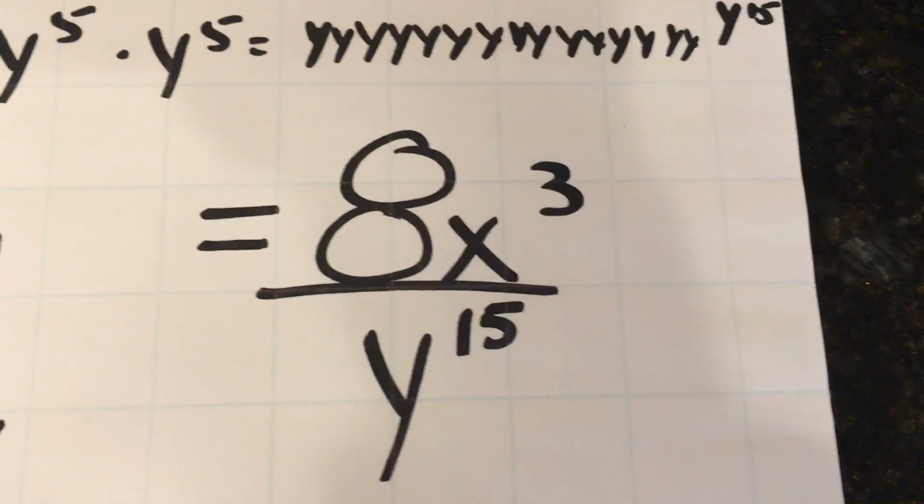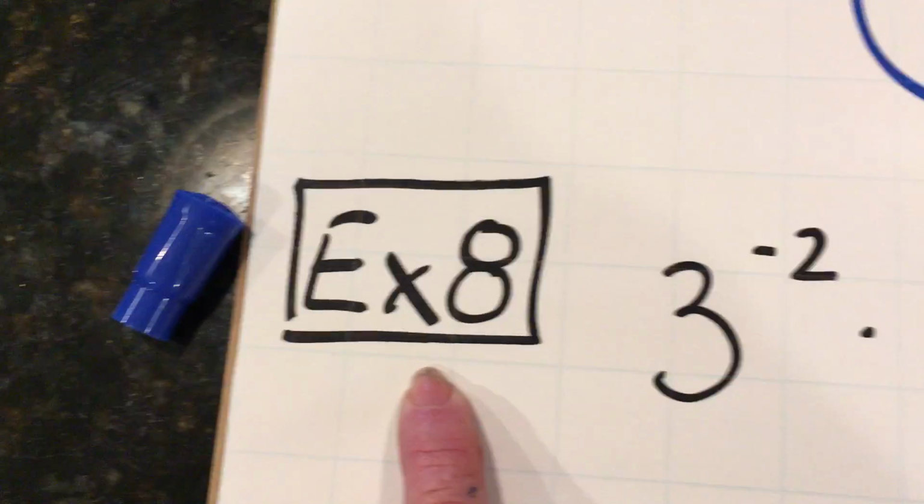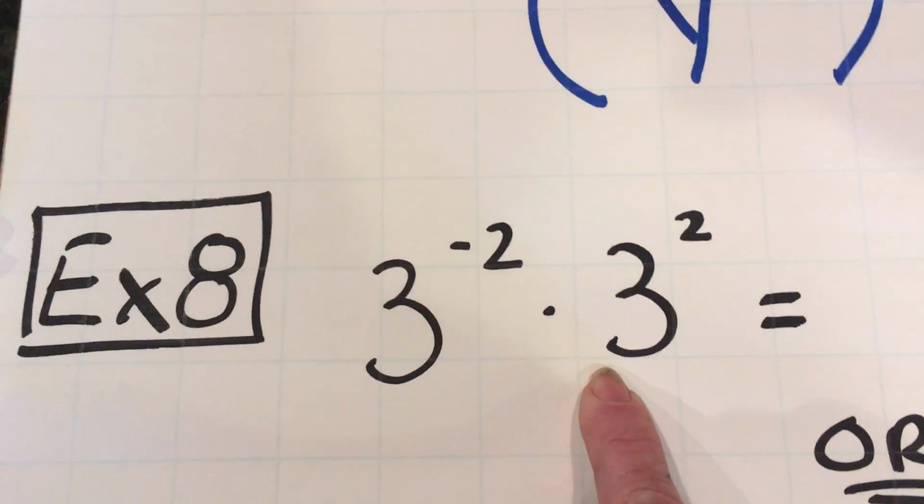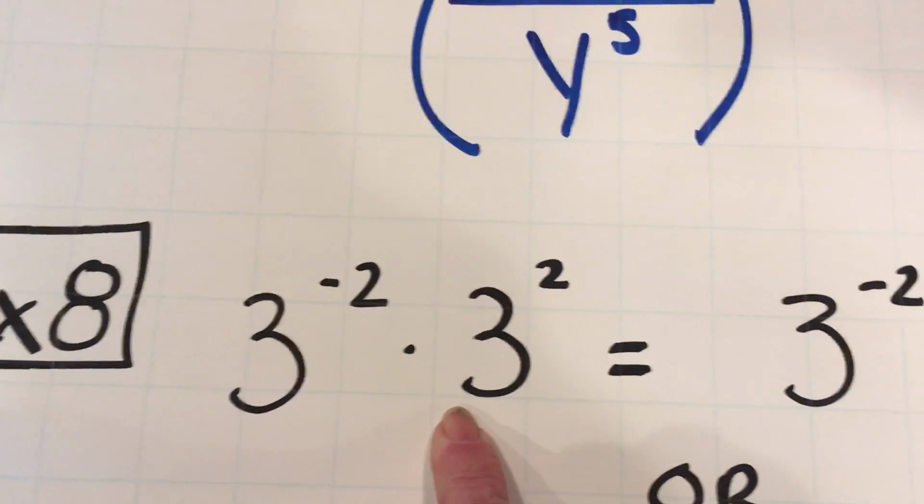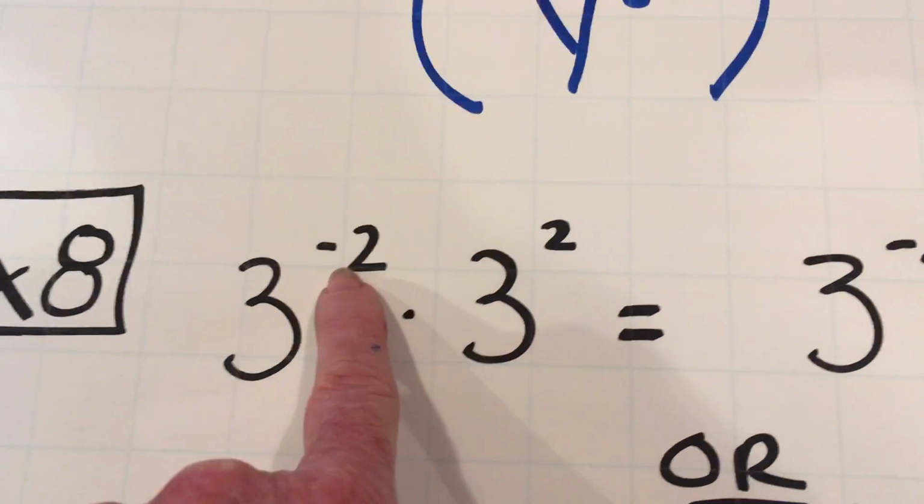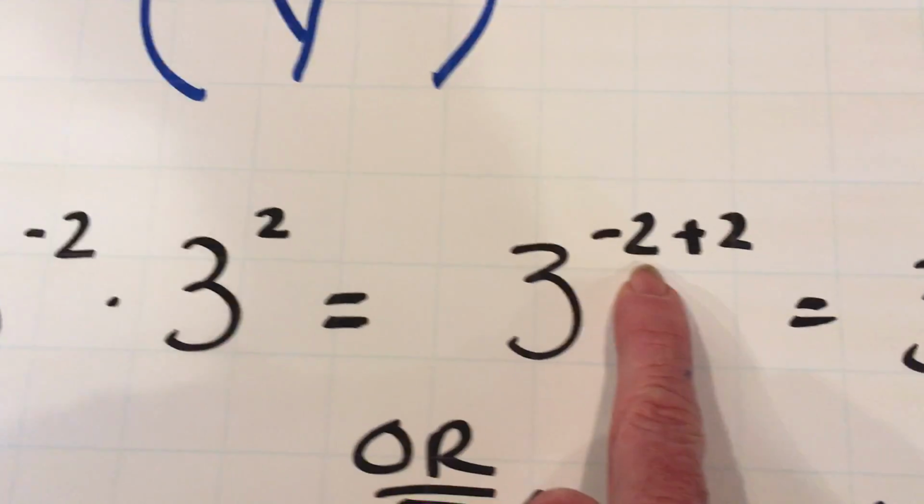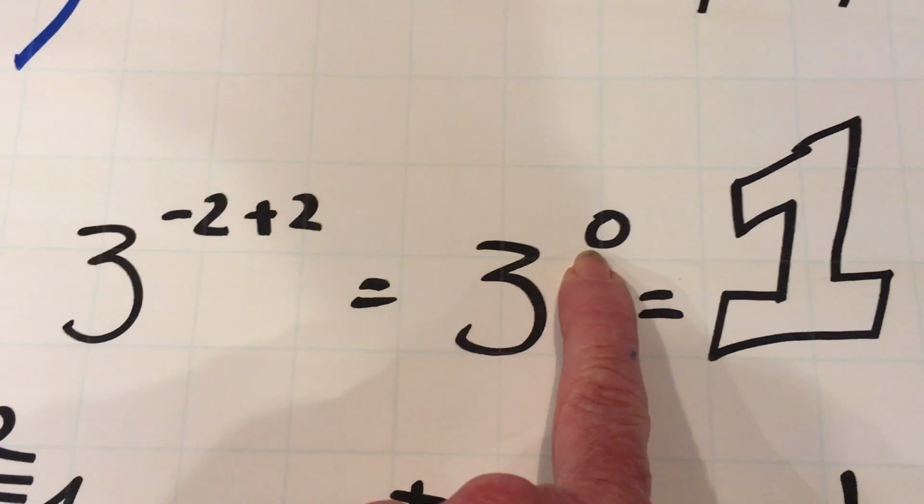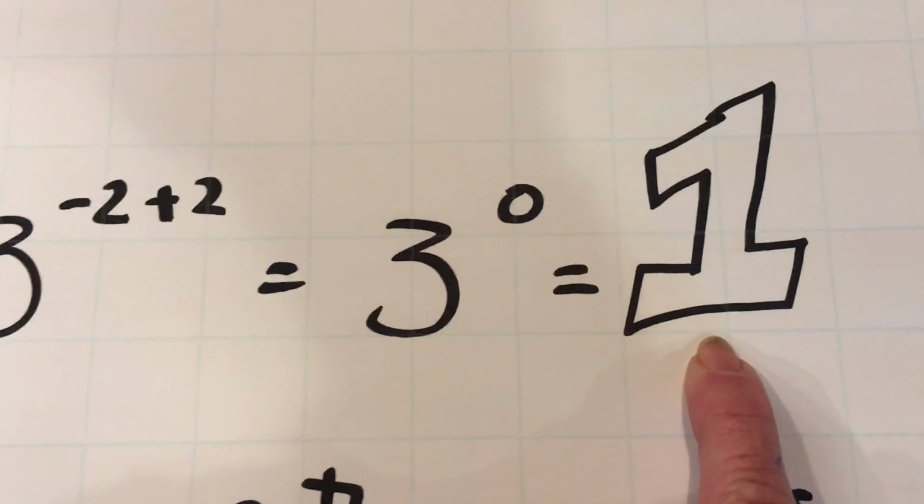Two more problems. Next problem. Example 8, 3 to the negative 2 times 3 squared. We can think of this 2 ways. Because our bases are the same, we can add our exponents. Negative 2 plus 2 gives me 3 to the 0. Anything to the 0 gives me 1.